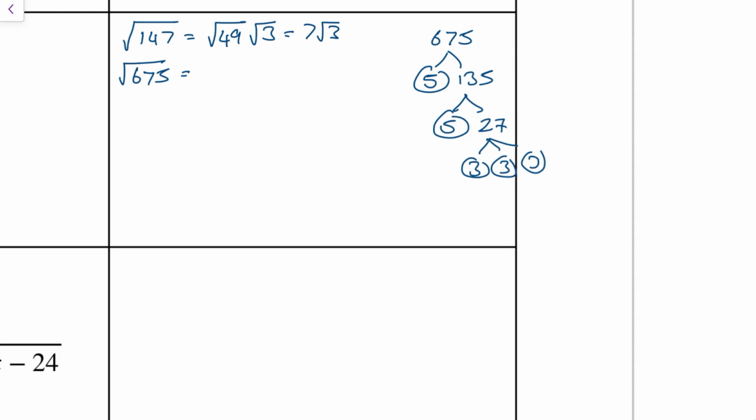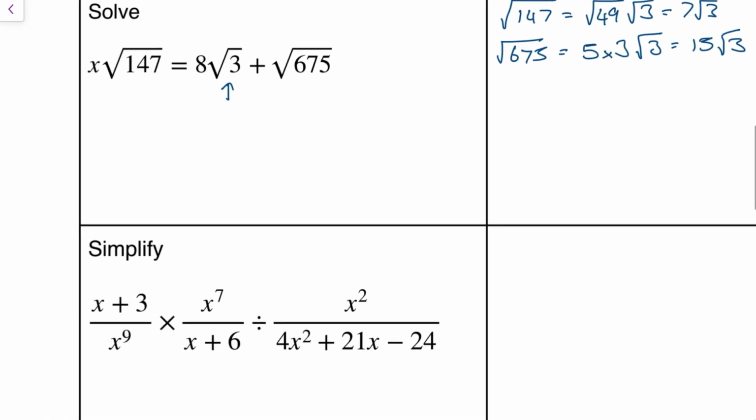Now remember what to do here. For each pair of numbers, I take out one number. So there's a pair of 5s, so I take out a 5. There's a pair of 3s, so I take out a 3. That leaves behind a square root of 3, which is the same as 15 root 3, which means I can go back to my equation.